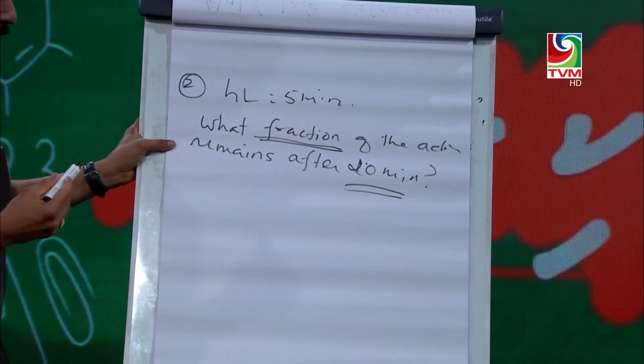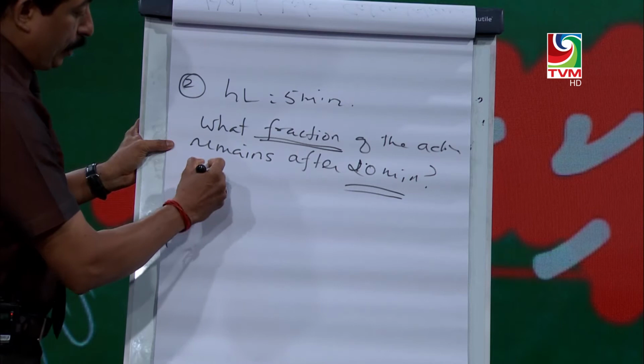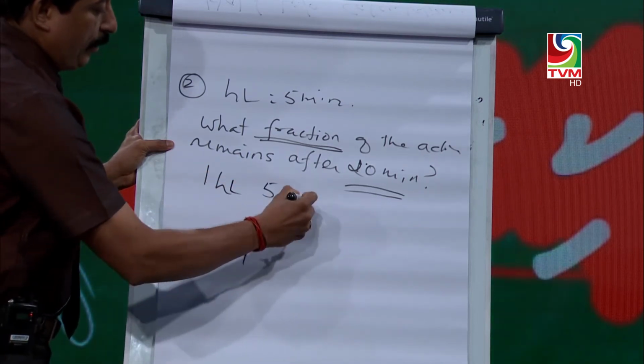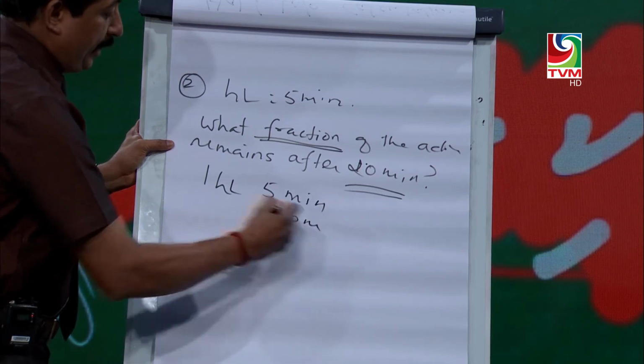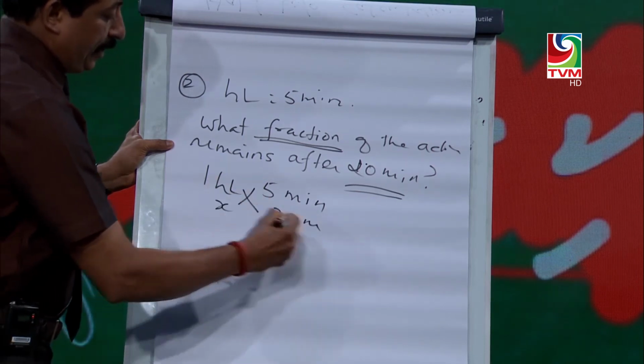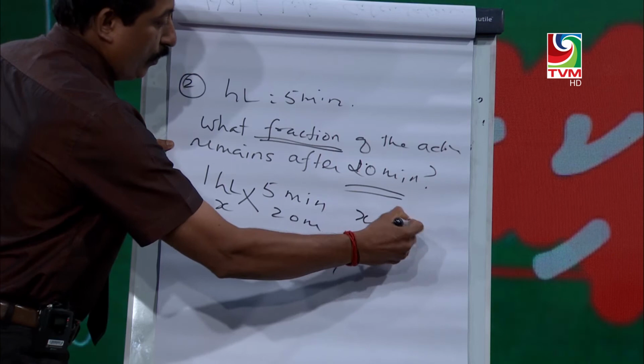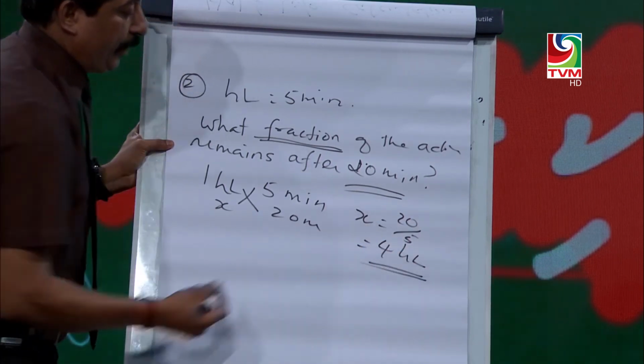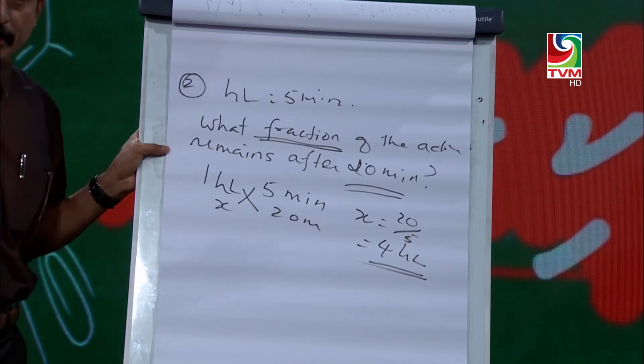So you have to find out here: 1 half-life is 5 minutes. Therefore, 20 minutes is how many half-lives? Let it be X. Find it first. X is equal to 20 over 5, that is 4 half-lives. First of all, you need to find out how many half-lives, here 4 half-lives.